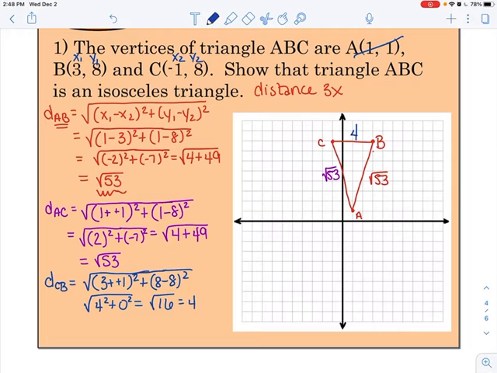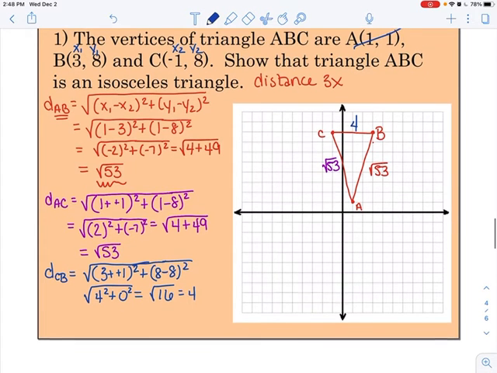Okay, so now we've done all this work. We just need to make sure that we state why this is isosceles in the end. Again, an isosceles triangle has two congruent sides. So triangle ABC is isosceles because AB is congruent to AC. And now you've shown that that's an isosceles triangle.